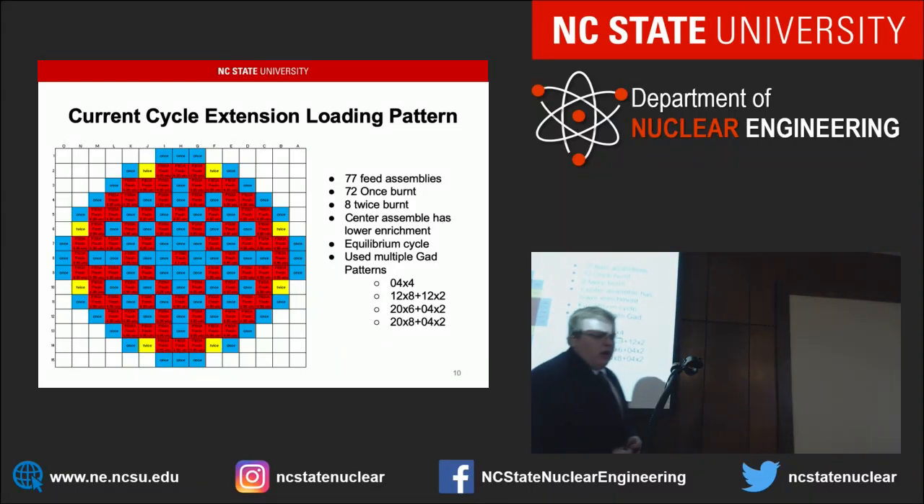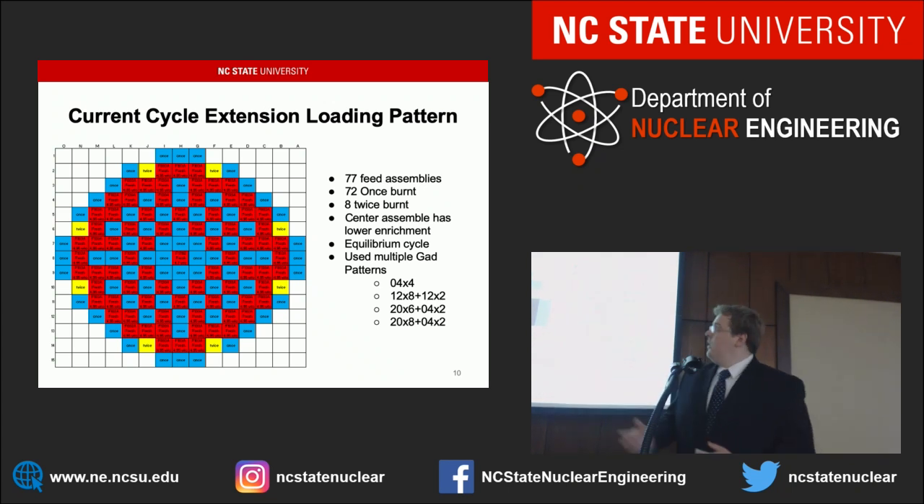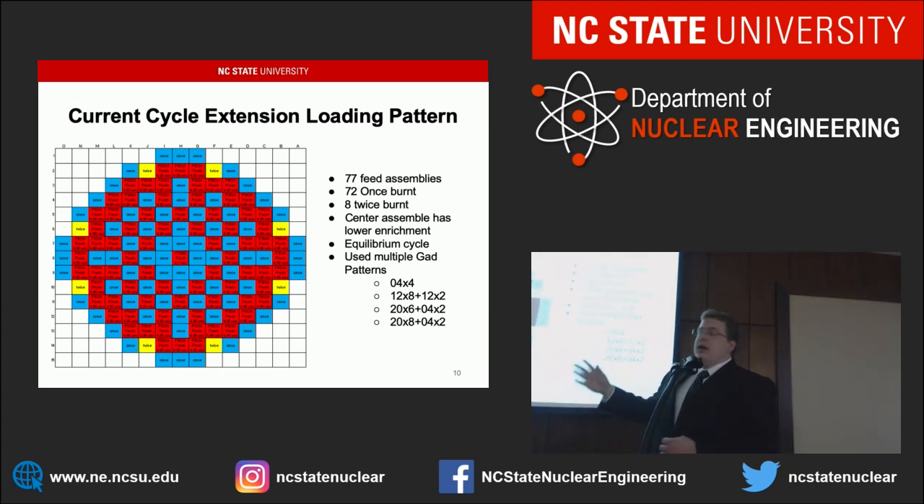So this is our cycle extension loading pattern. As you can see, it is an L3P design, has the ring of fire near the periphery of the core, and a checkerboard pattern in the interior. It has 72 fresh assemblies, 72 once burns, and 8 twice burns. We use a variety of GAD patterns, and you can't see the enrichments, but all the core is 4.95% enriched to try to get the max length out of the cycle we possibly could, except for the center assembly, which is 4.7% enriched, which was done for peaking concerns.